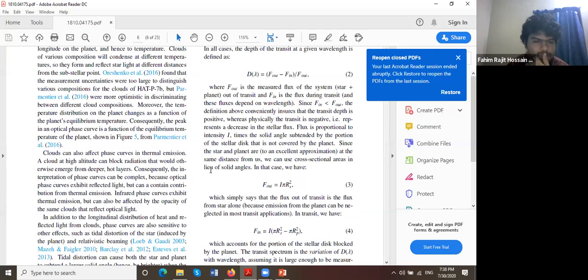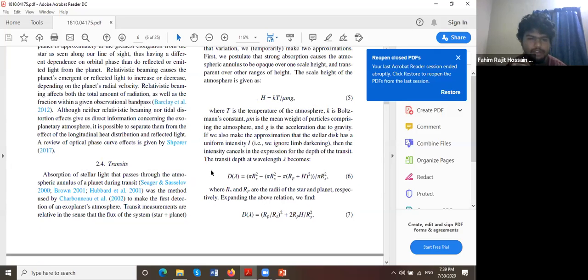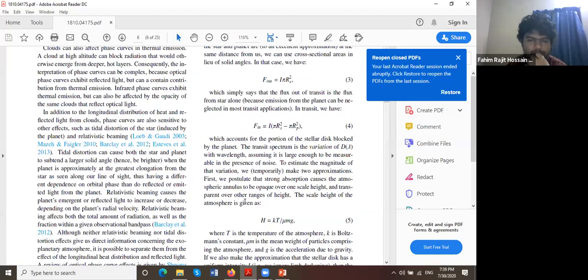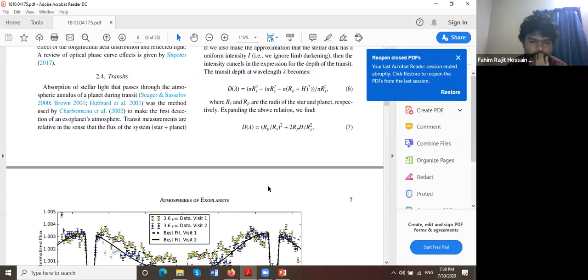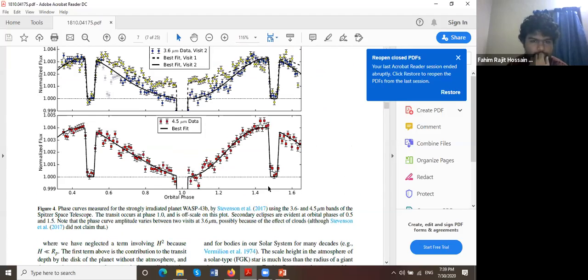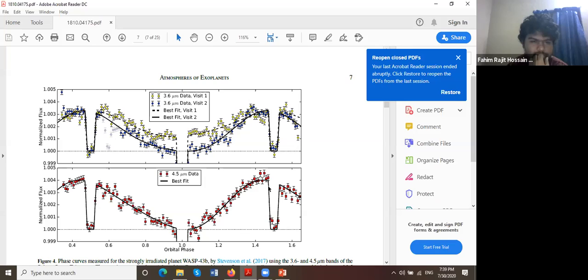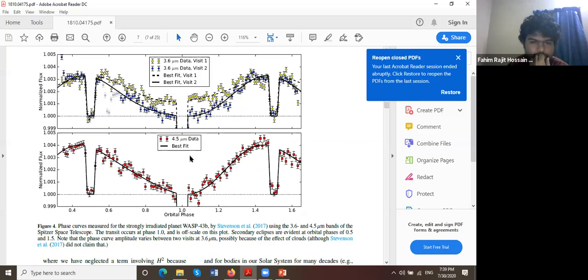So again, the next thing is the transit, and why the transit is important I already have mentioned to you. This part of the paper basically explains the geometry or algebraic expression of the transit. Okay, there is some cool diagram here.